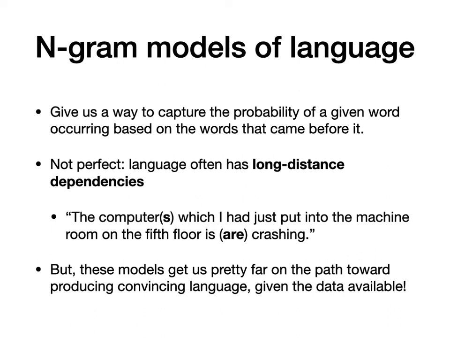It is not perfect, so a simple example of that is that language often has long-distance dependencies, right? The computer, which I had just put in the machine room on the 5th floor, are we going to choose is or are? It's a long-distance referent that this statistical model just cannot capture. These Markov chains cannot do that. That's fine. It's okay for them not to do that. That's not their job. But that is how they are weak in terms of the way they represent language.